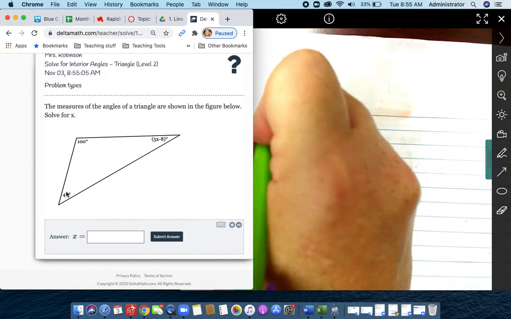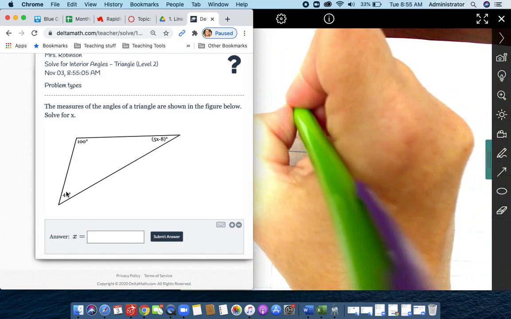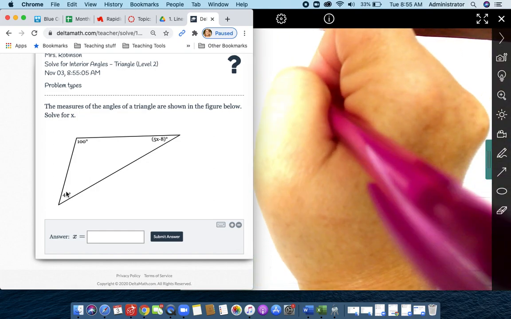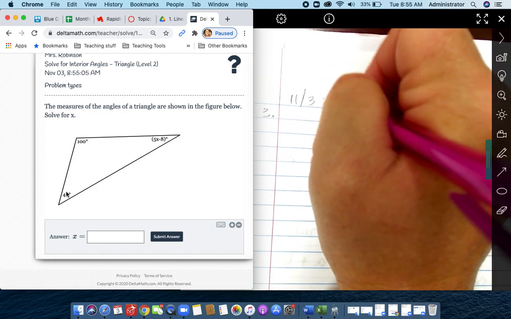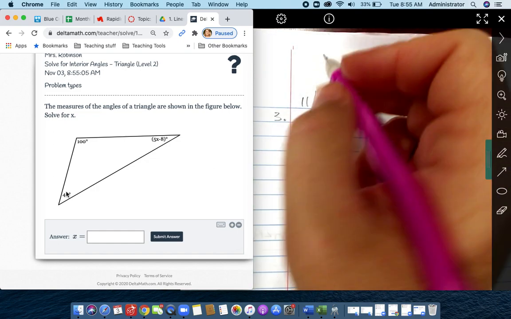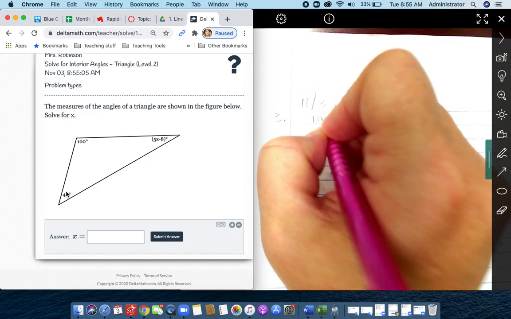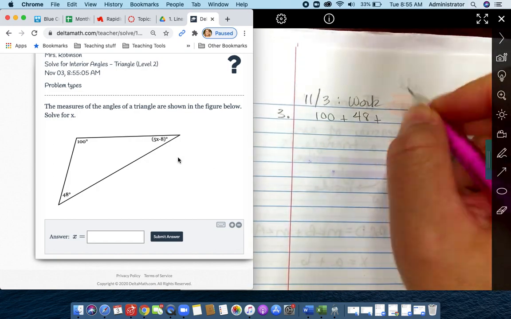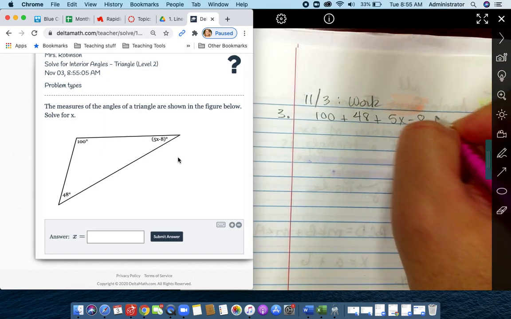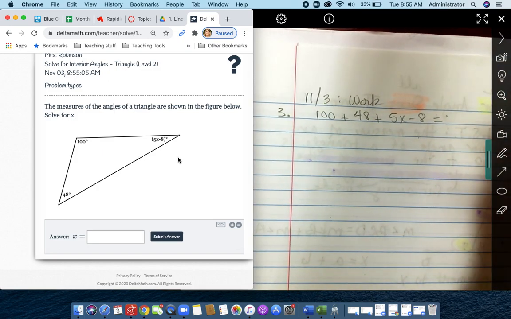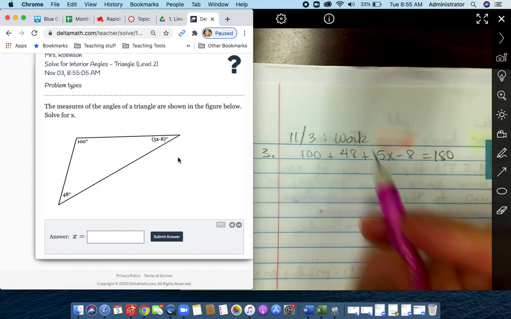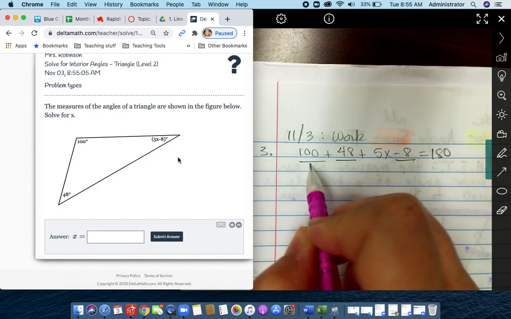So the first problem I want to see work for on your work, so we'll call this 11-3 work. What's today's date? It's election day, y'all. So for number 3, we know that all the angles, 100 plus 48 plus 5x minus 8 add up to 180 degrees.